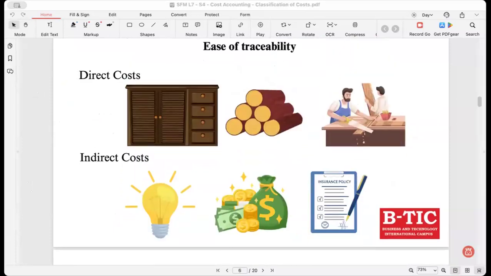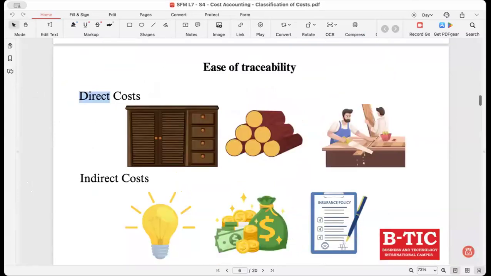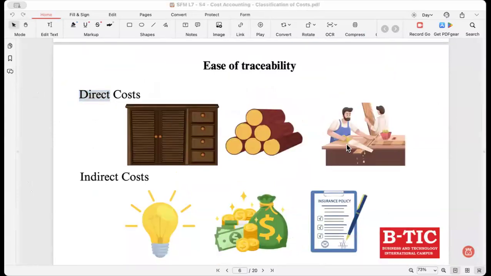Ease of traceability. This is divided into two: direct and indirect. Now, this is the summary of what we learned here. What are direct costs? The direct costs are the costs that can be easily traceable to a product or a costing unit or cost centers. Remember, we learned about cost centers in the previous session. So I'm not going to define it again.